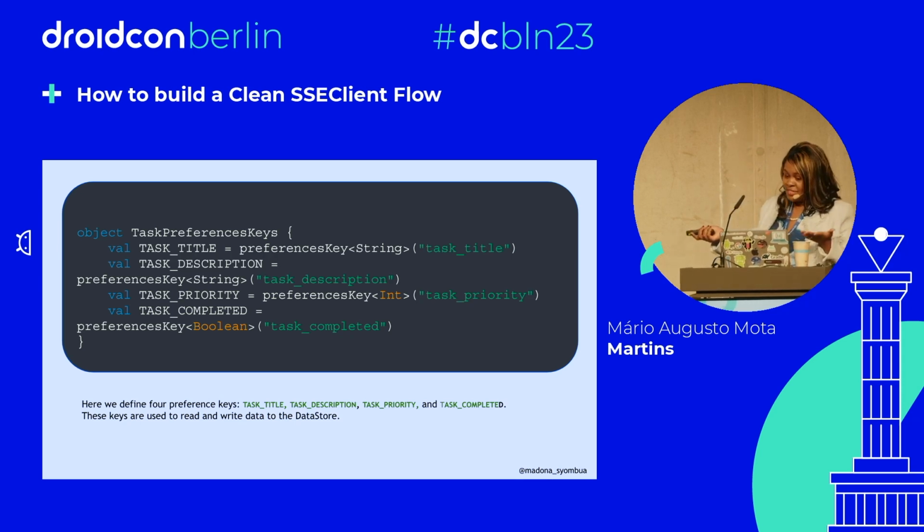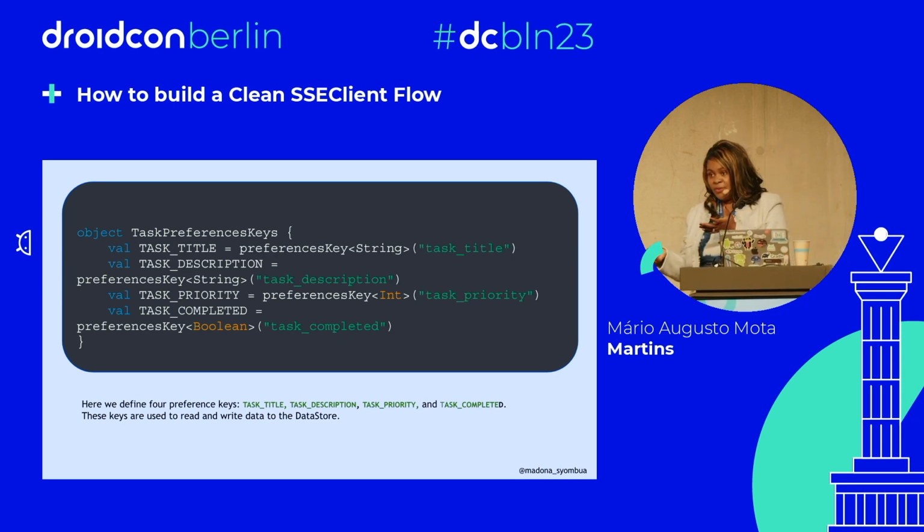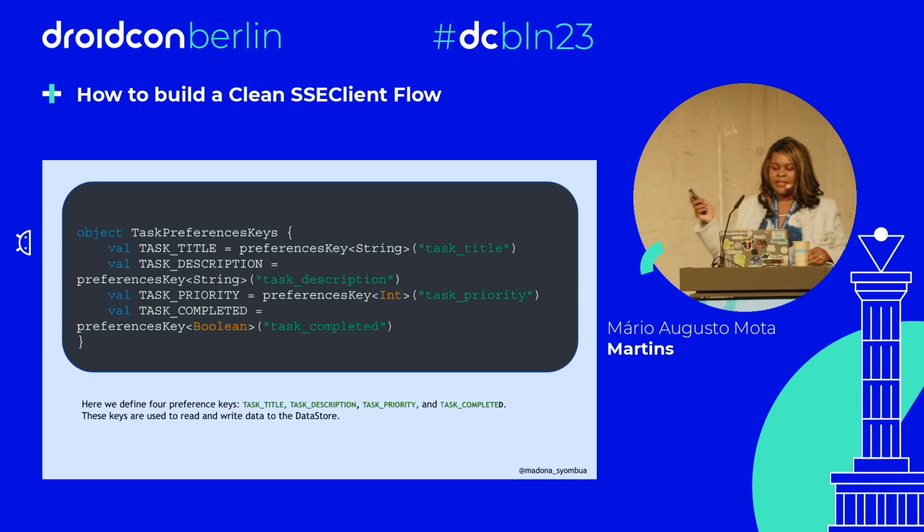Now, here we define our tasks. For instance, like I said, I was dealing with a task thing. So here we define 4 preference keys: the task title, the task description, the task priority, and task completed. These keys are used to read and write data to the data store.